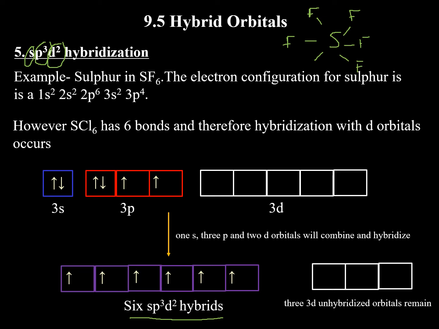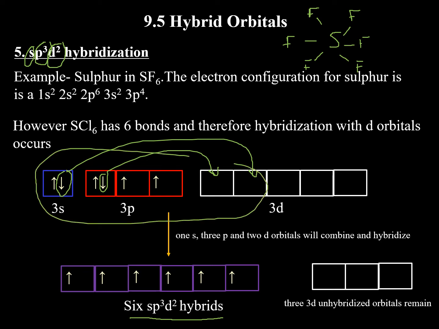If we focus on the sulfur, it's 1s2, 2s2, 2p6, 3s2, 3p4. This electron would jump over here. You can think of it as the electron from the 3s also jumping over here, and then the orbitals combine to give us this sp3d2, all with equal energies.